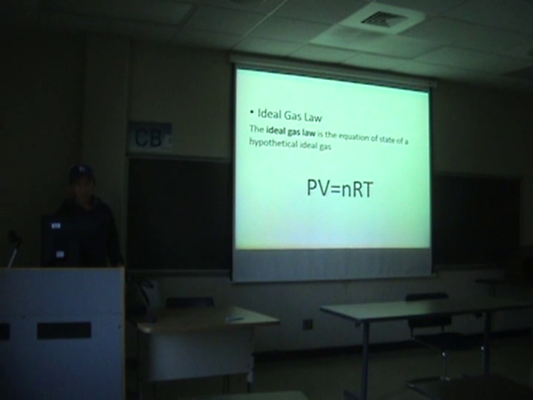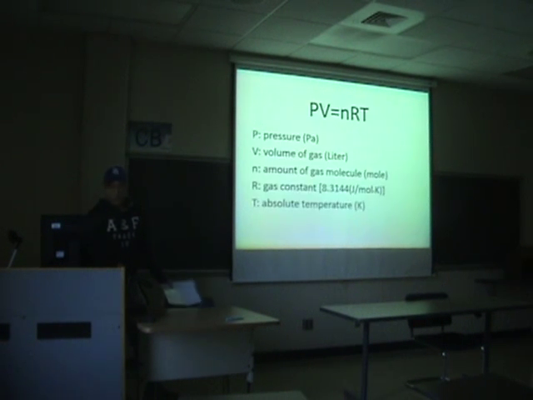From here, P stands for pressure, V stands for volume, n stands for the amount of moles, the amount of particles in the gas, and R stands for the gas constant. That's just an experimentally defined constant. And T is temperature. So let's look at the variables more specifically. From the equation, PV equals nRT.